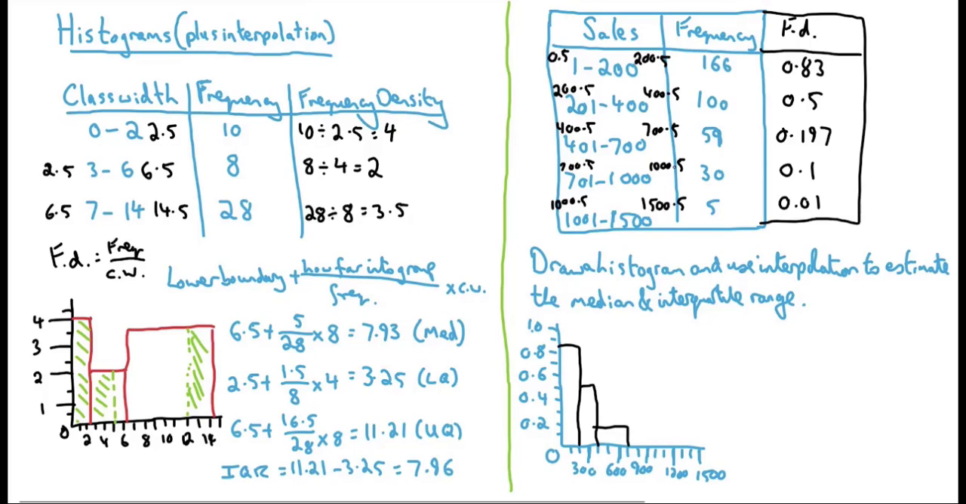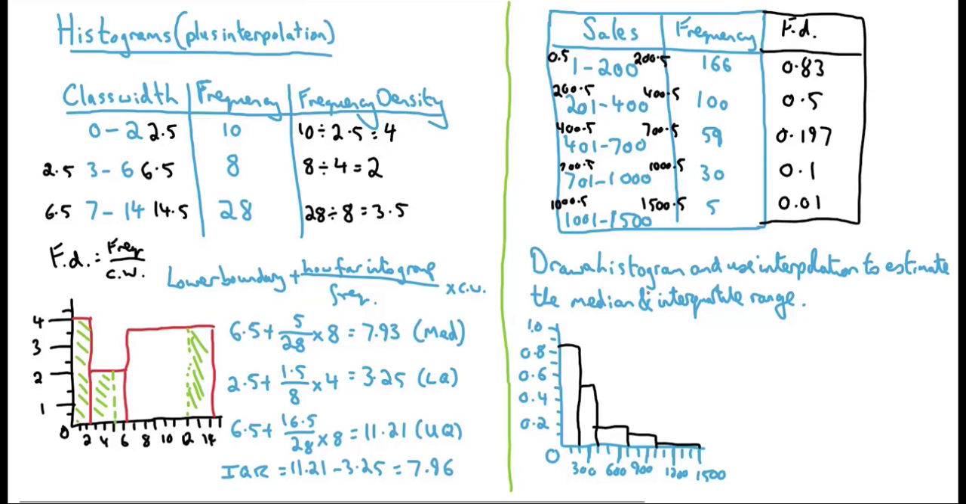For 700.5 to 1000.5, we're going to go up to 0.1. So that's going to be here, here. And then lastly, for the final 500, you're just going to go to 0.01. So it's basically not going to have any height at all. Okay. So that is the shape that your histogram should take in this case. Now that we have it, we can go about doing the interpolation.